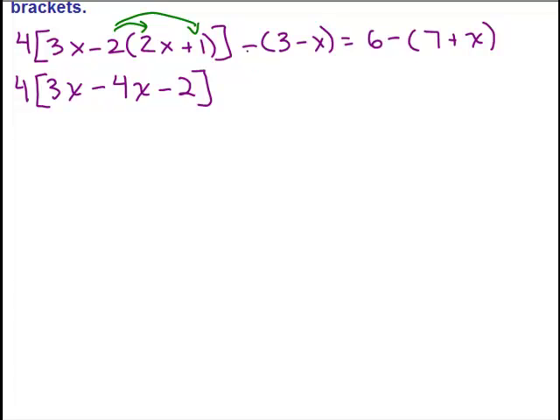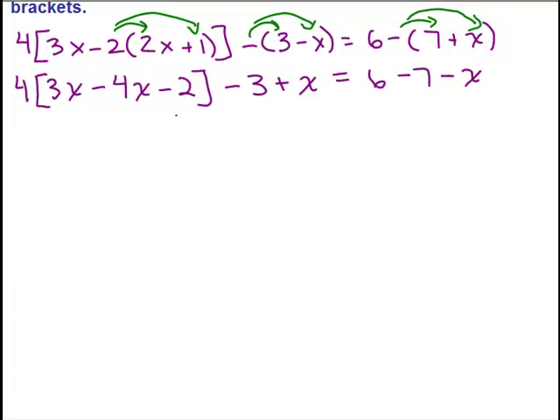And I can go ahead here, I have minus parentheses 3 minus x. I'm going to have to distribute that negative sign. So that's basically going to change the signs of what's in there right now, giving me a -3 and a plus x. We're down to the equal sign. Now we're working on the right-hand side. So I have to distribute the minus sign here as well through what's in parentheses. So I get 6 minus 7 minus x.